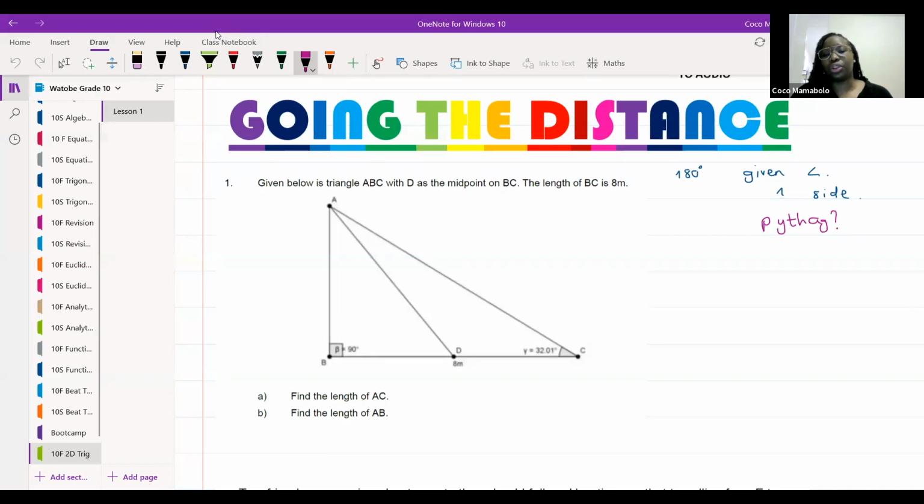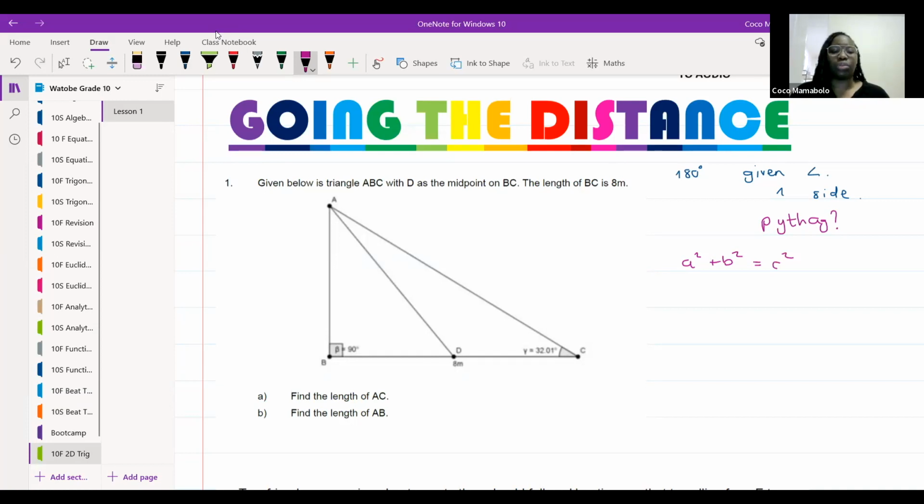We know that in order to use Pythag, what do we need? What's the formula for Pythag? Pythag says a squared plus b squared is equal to c squared. What would I need in order to calculate Pythag? Do I need angles? What do I need? That's it, Nicole. We need sides. Do we have enough sides to use Pythagoras to answer this question? No. Are you seeing it? Well done, Refilwe, for picking up on that.